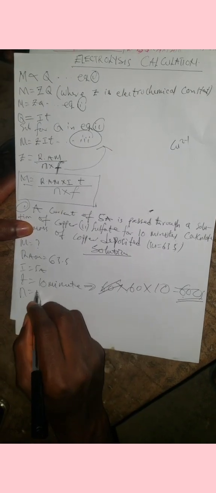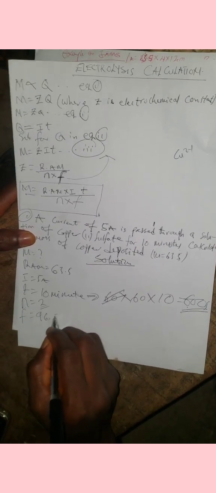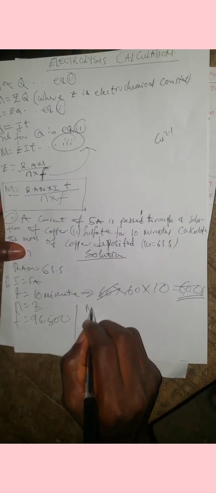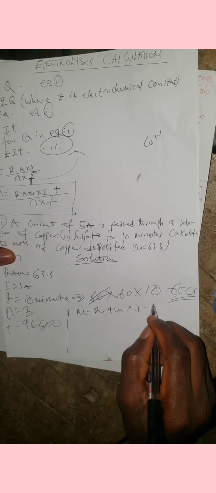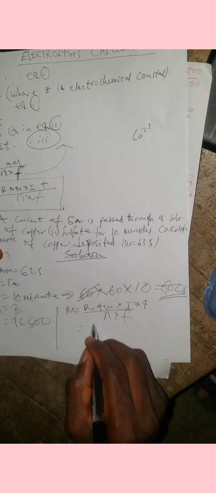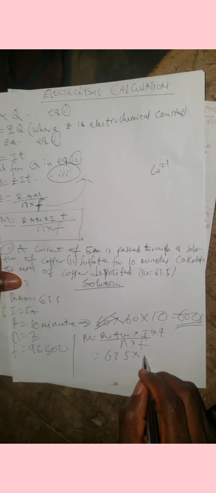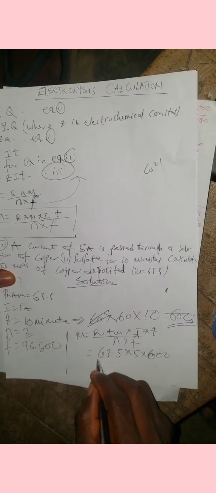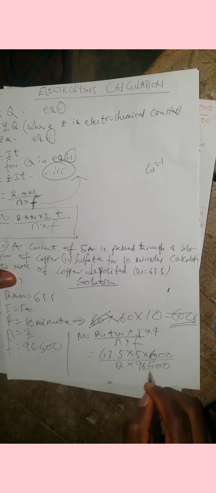So the number of N here is 2, and F is given as a constant, 96,500. Then you just go to the formula and apply all this, which is M equals RAM times I times T, divided by N times F. That will be 63.5 times 5 times 600, divided by 2 times 96,500, the Faraday constant.